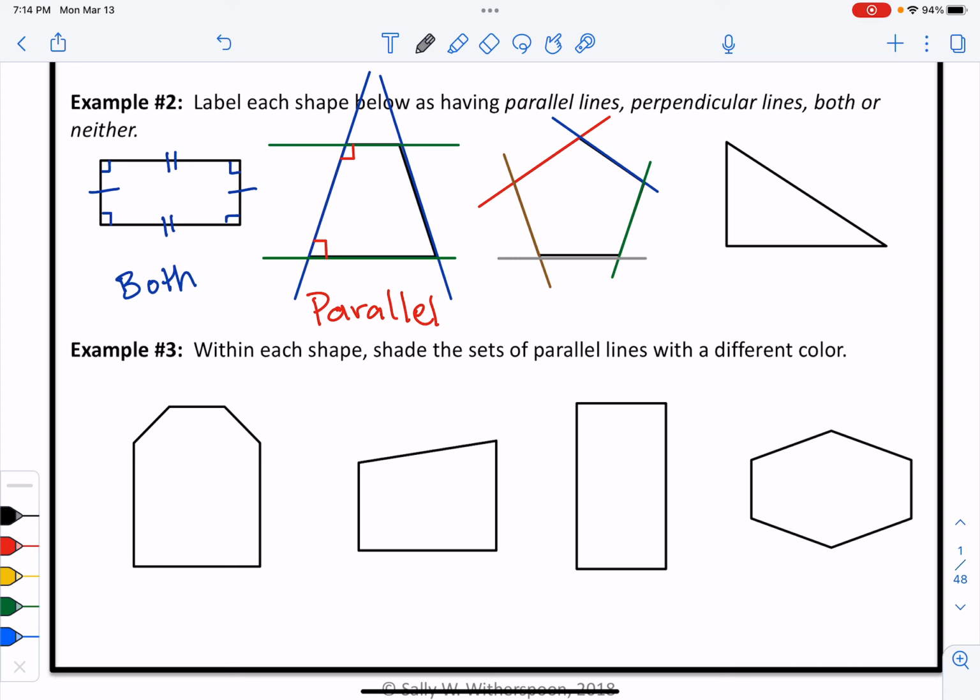Perpendicular lines, remember, meet at 90 degrees. So if I were to do our 90-degree angle check, which is actually really hard on the angle I chose, straight line up, straight line to the side, it does not pass the test. So this one actually has neither.